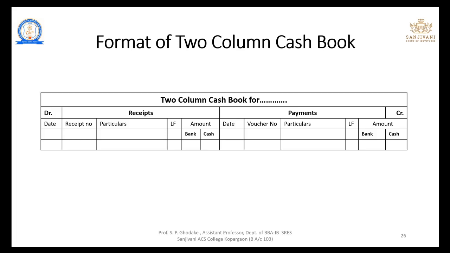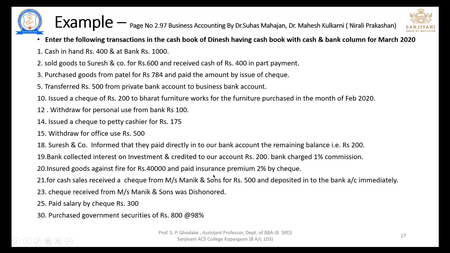So we'll see the two column cash book. What exactly is the format of a two column cash book? Here the debit side is for receipt and the credit side is for payment. Here we have only date, receipt number, particulars, LF, and two columns, that is bank and cash. We don't have the discount column. So it is only a two column cash book, or we can also call it a cash book with cash and bank column. Then on the payment side we have the same: date, voucher number, particulars, LF, bank and cash. Now as you are clear with this, we'll see the example.